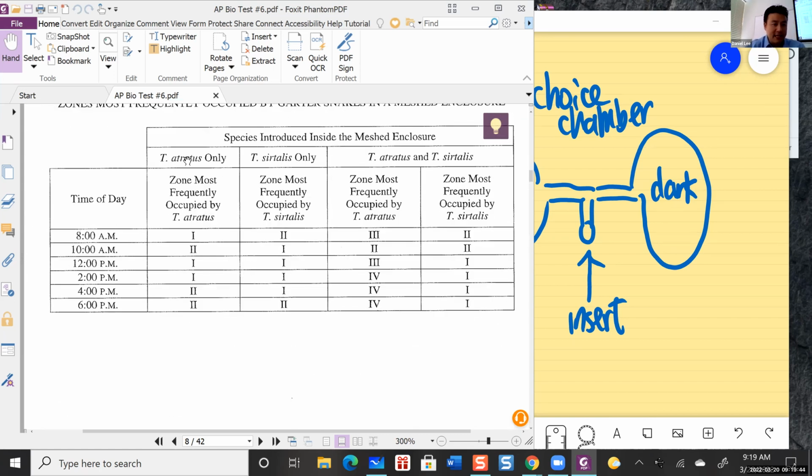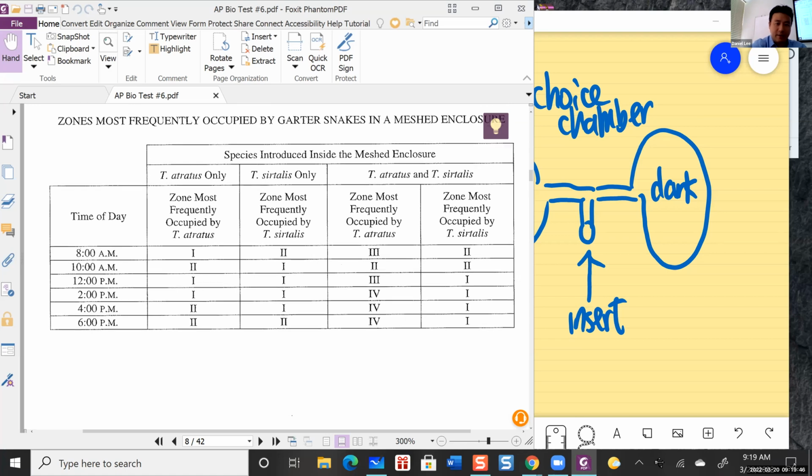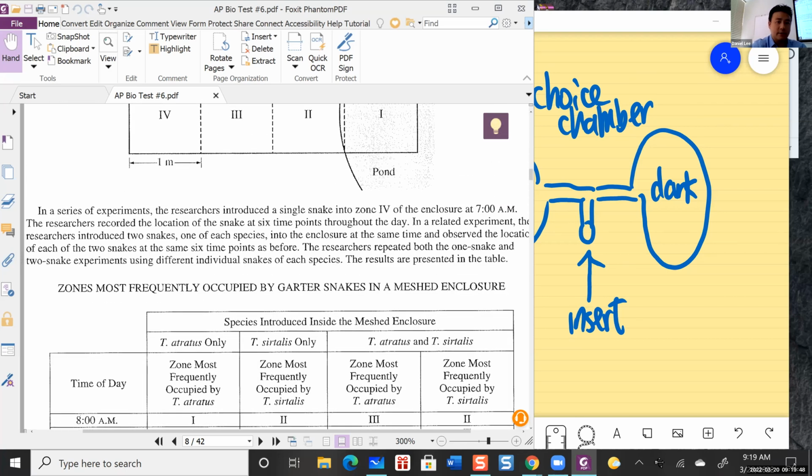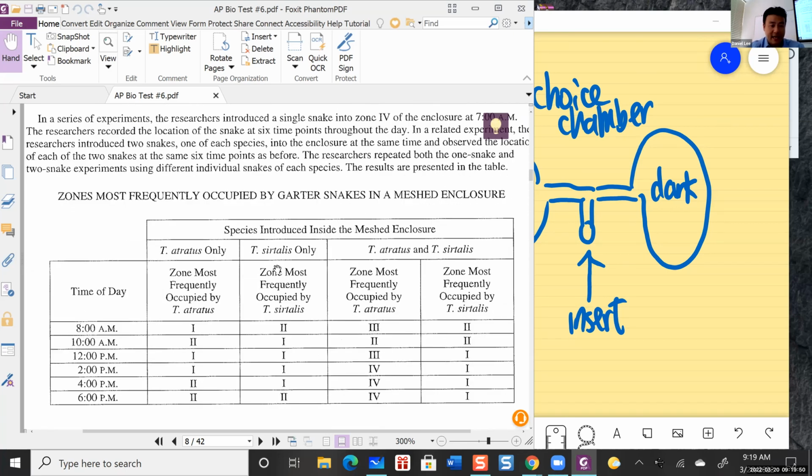So if you have TA only, they prefer 1 and 2. Again, reminder, 1 and 2 is close to water, right? And if you introduce TS only, they also prefer 1 and 2. Okay, even though at different times of the day, but 1 and 2. And if you look at the related experiment, now you have two snakes, TA and TS. And it looks like TA is now at 3 and 4, and TS is still at 1 and 2.